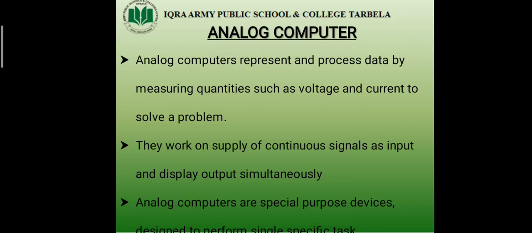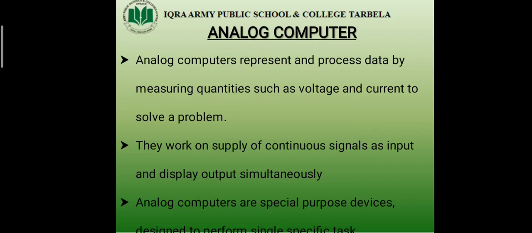Analog computers are special purpose devices that are designed to perform a single specific task. They couldn't be used for other tasks. They are designed for a specific task and they could perform only that task. These types of devices are usually used in engineering and scientific applications. And when we talk about the accuracy of analog computers, it is very low, but they are faster in speed as compared to the digital computers.